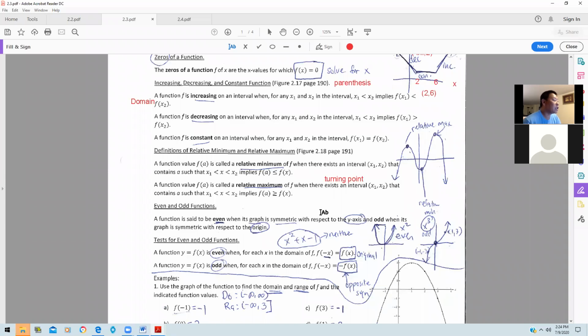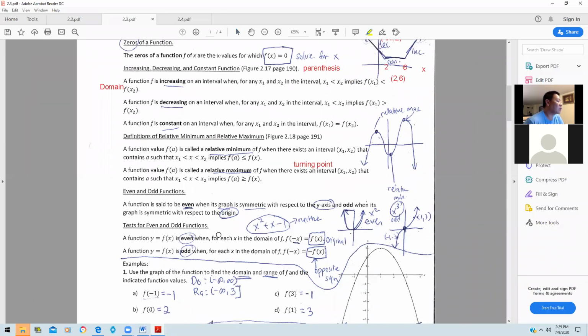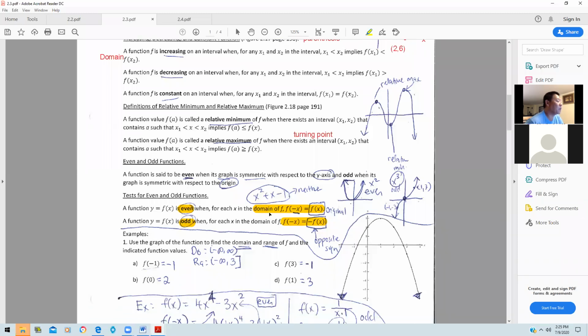Even and odd functions. An even function is where, when you replace negative x, you get back f of x. For odd functions, when you replace negative x, you will get negative f of x. We'll talk more about even and odd functions, giving you some examples.